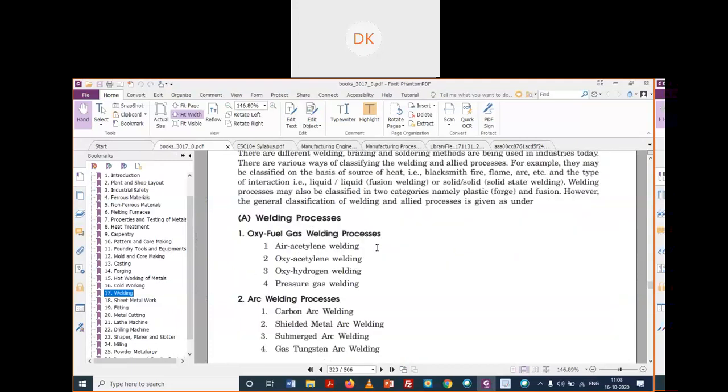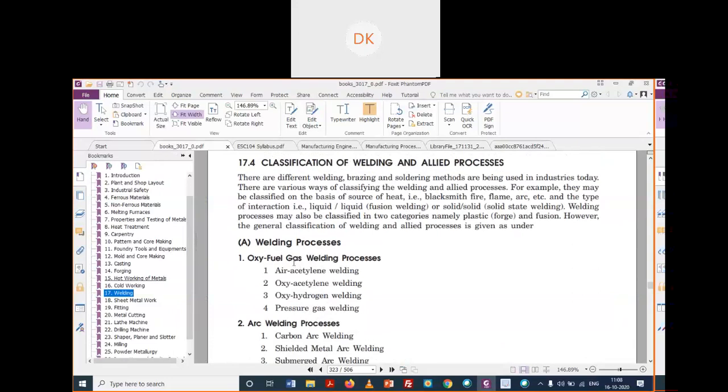So you can see these are the fusion welding processes. In case of fusion welding processes, we have gas welding processes. These are examples of gas welding processes: one is air acetylene welding, then oxy acetylene welding. These are named depending on the flame that is produced during the welding process. So based on the flame produced, we have named them like this.